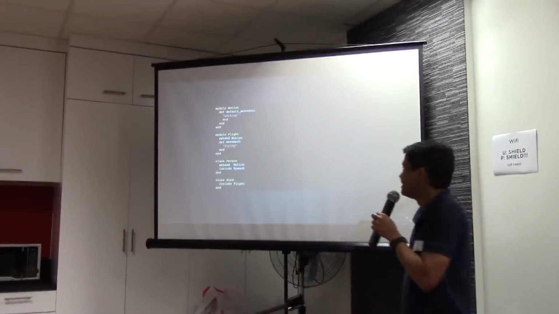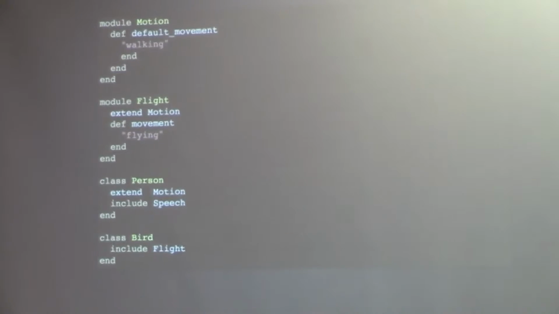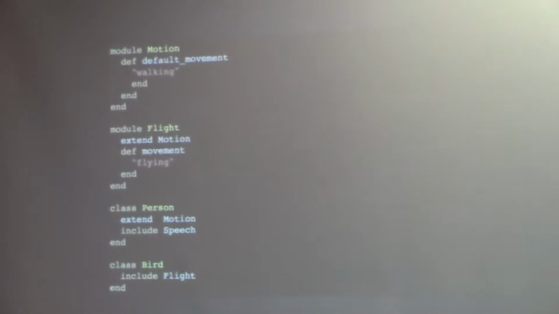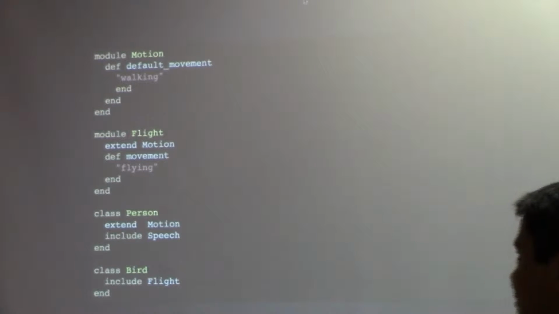Okay, so the code is a bit small. Fortunately, I have it in a gist. If you go to my GitHub account, JP Moral, and if you also go to my blog, jpmoral.com, I have these slides there.